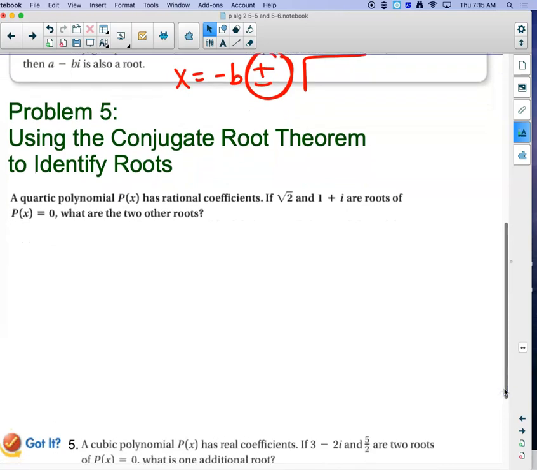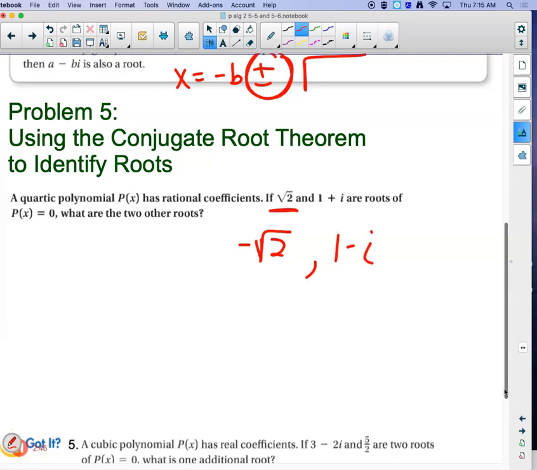So using the conjugate root theorem, we're going to identify roots. It says a quartic polynomial has rational coefficients. If the square root of 2 and 1 plus i are roots of p of x equals 0, what are the other two roots? What we have to realize is the square root of 2 doesn't come alone. Negative square root of 2 will also be there. And if 1 plus i is a root, then 1 minus i is a root as well, the complex conjugates of those two. And that's all this question was asking for, what are those other two roots.